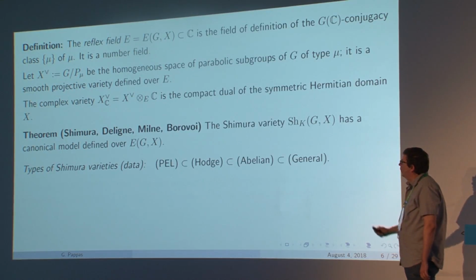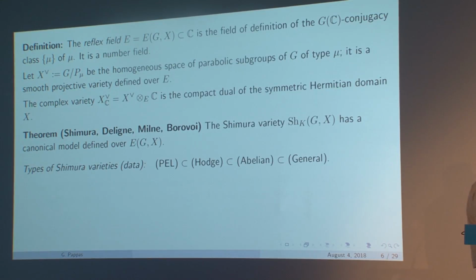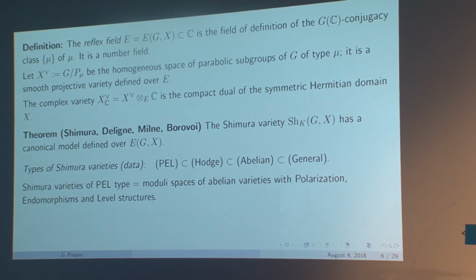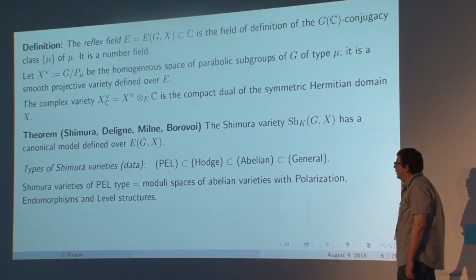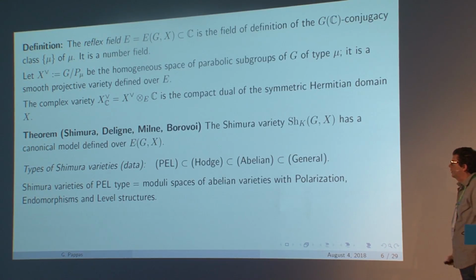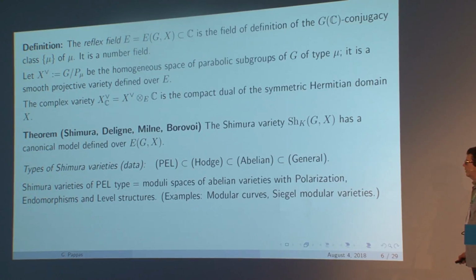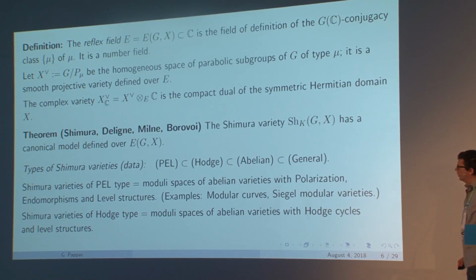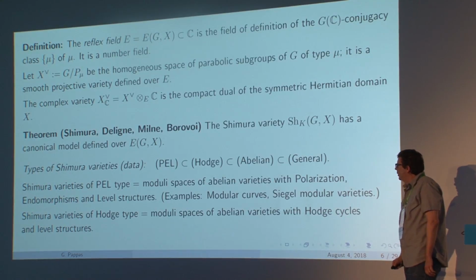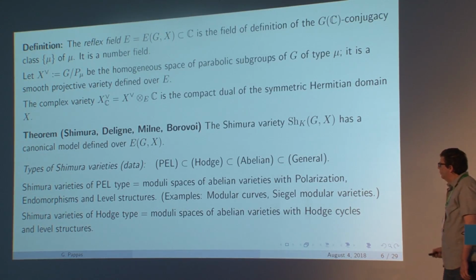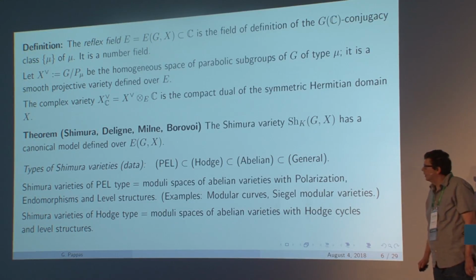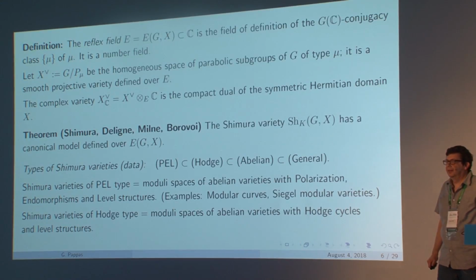And now maybe it's appropriate here to discuss the various types of Shimura varieties or data, and this will play a role in the talk. We have PEL, Hodge, abelian, and finally general Shimura varieties. And so Shimura varieties of PEL type are really moduli spaces of abelian varieties with polarization, endomorphisms and level structures. And the most common examples fit in this category: modular curves, Siegel modular varieties, Shimura varieties for some unitary groups, etc. The most useful ones, maybe. Shimura varieties of Hodge type are more general. They're moduli spaces of abelian varieties, but now you ask to have distinguished Hodge cycles and, of course, level structures. And I will say something about abelian type later. And, of course, general is just general.